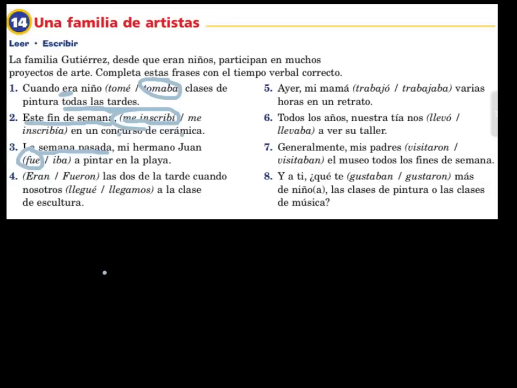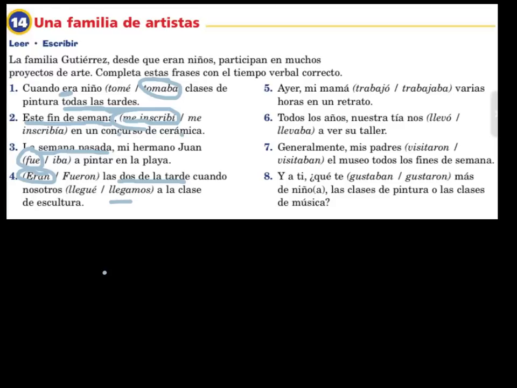Número 4. Blank las 2 de la tarde. So what are we doing here? We're telling the time. What do we use to tell the time? Imperfect. Eran las 2 de la tarde cuando nosotros blank a la clase de escultura. So it was 2 o'clock in the afternoon, telling the time, setting the scene, when we blank. Llegar is arrive. So when we arrived is what we want to say, and it happened one time. We arrived at exactly 2 o'clock, so we use preterite.